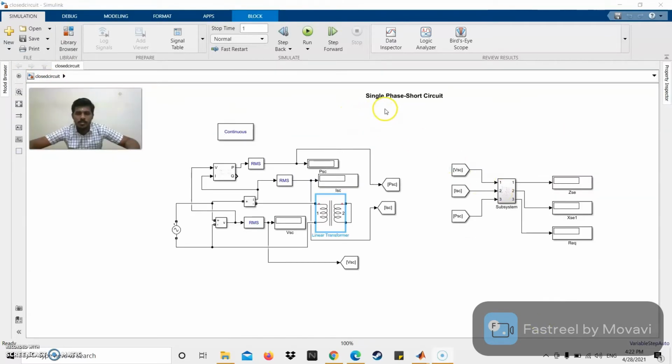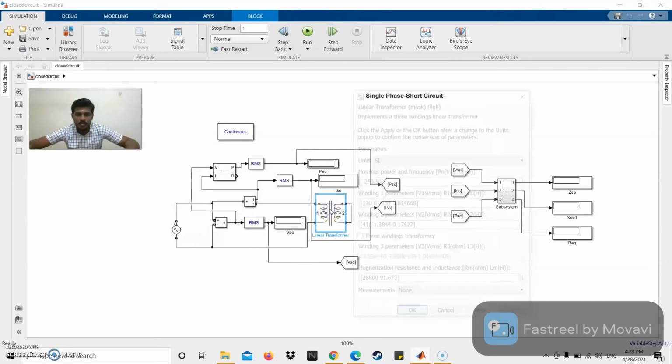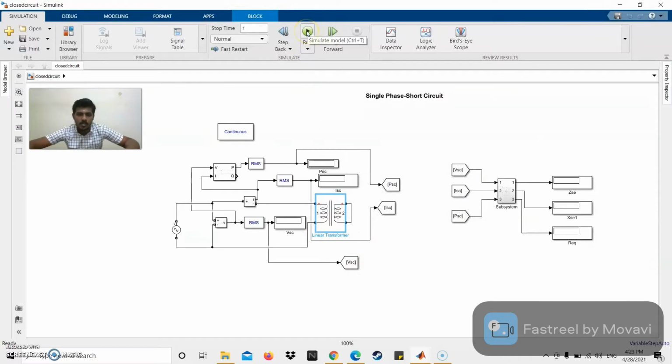Now we discuss single phase short circuit. The only difference is at the transformer, where we short the positive polarity and the negative polarity, so that we are using the same parameters, following the transformer itself. So let's start the simulation.